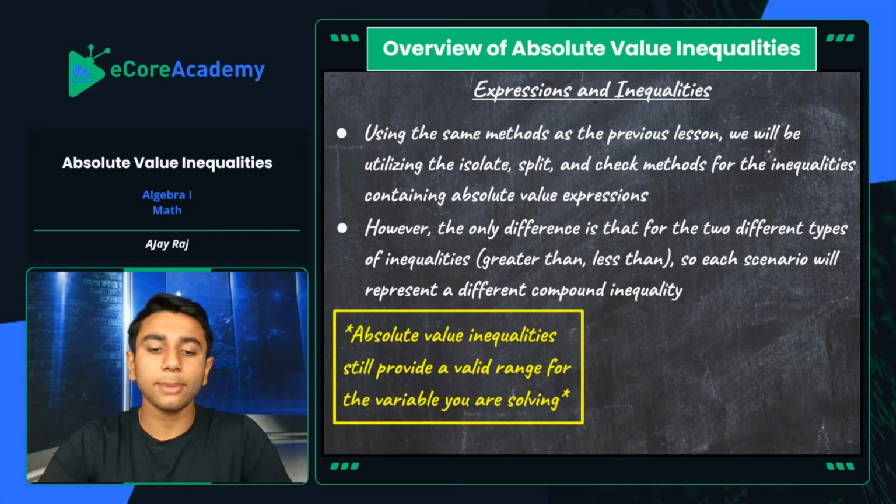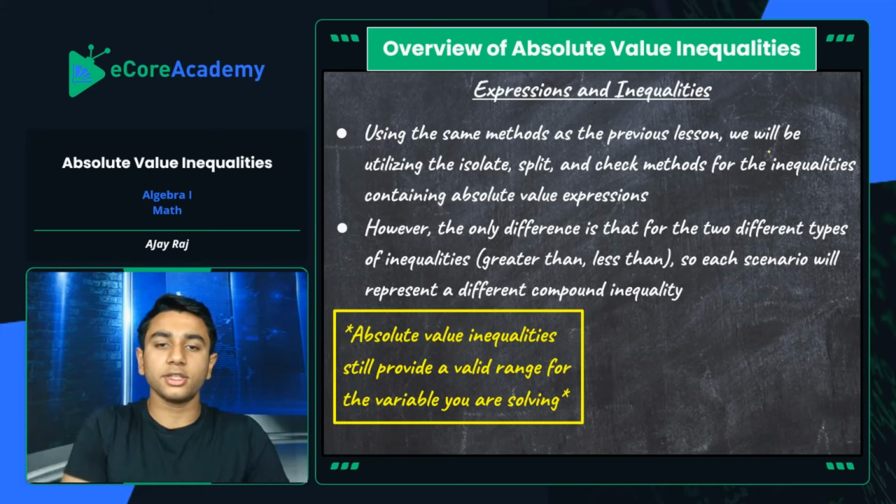And just to recap, absolute value inequalities, they still provide a range for the variable you're solving for. So I know it might be different, the whole process of getting there, but once you get to the solution, it's your same standard solution. It's merely a set of inequalities. So you're always giving a valid range for your variable x in this case.